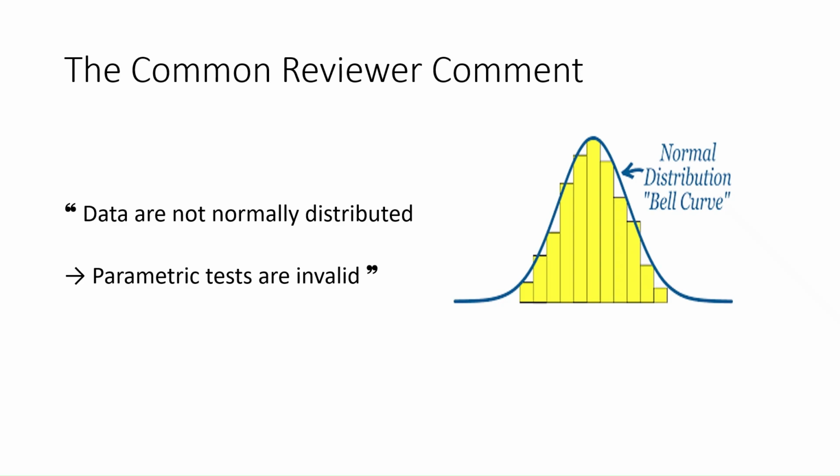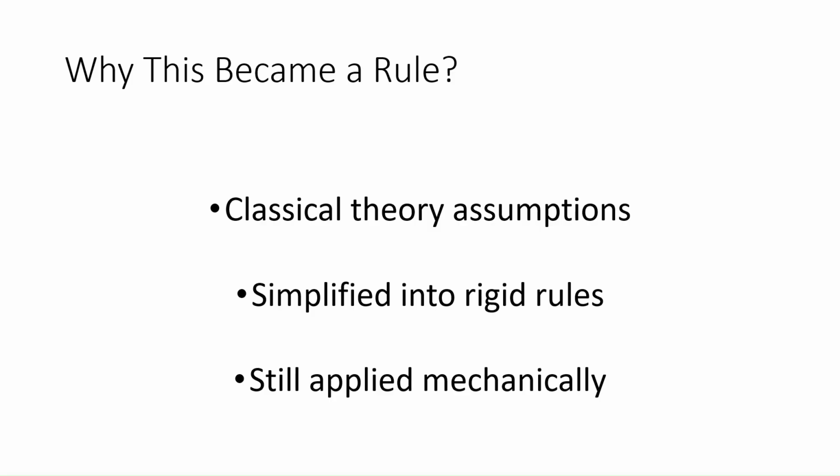Why does this rule exist? Classical statistical tests were developed under theoretical assumptions of normality. Over time, these assumptions were simplified into rigid rules that are now applied mechanically without considering sample size or robustness. Modern statistics, however, has moved far beyond such simplifications.